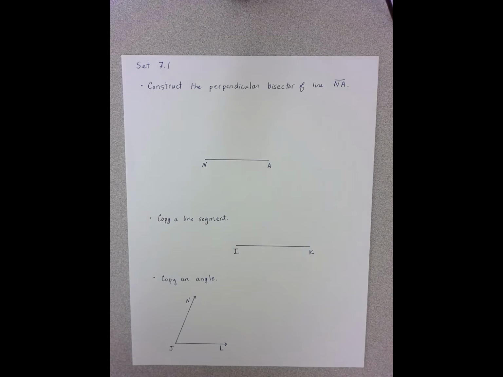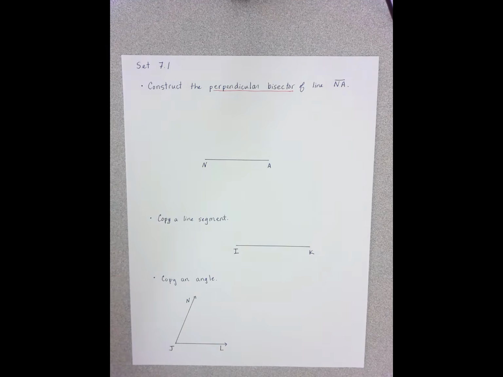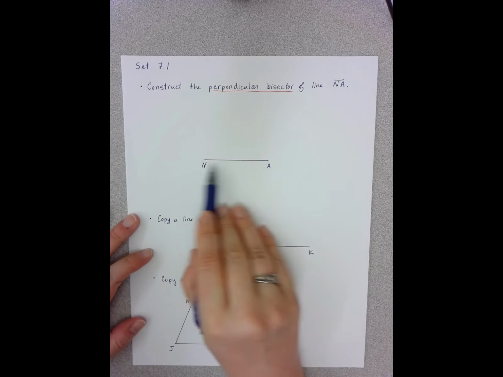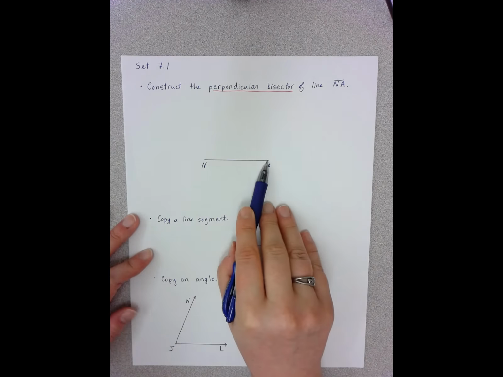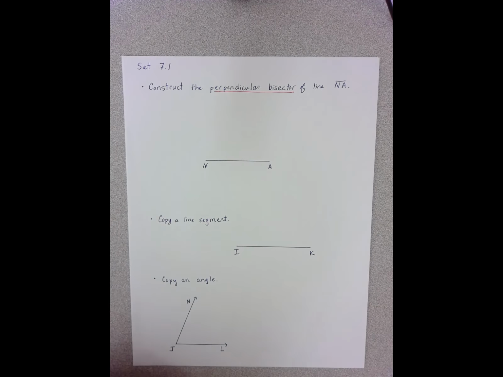In the set of 7.1, you're asked to construct a number of objects. So the first construction that we're going to do is constructing a perpendicular bisector. And we're going to look at the line segment NA. For most of these constructions, we're going back to the rhombus, which was why we started with the rhombus. If I treat NA as a diagonal of my rhombus, when I draw in the other diagonal, I will have a perpendicular bisector.